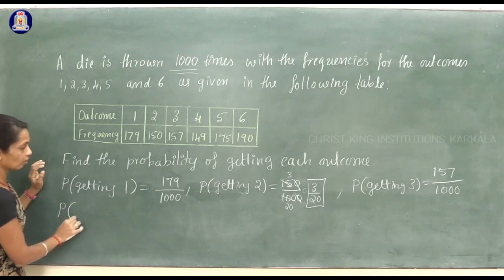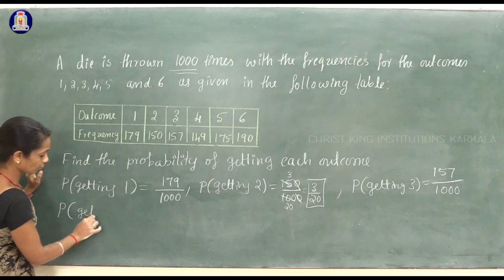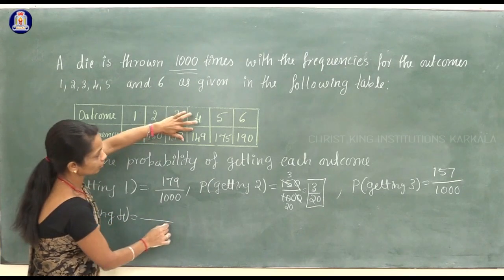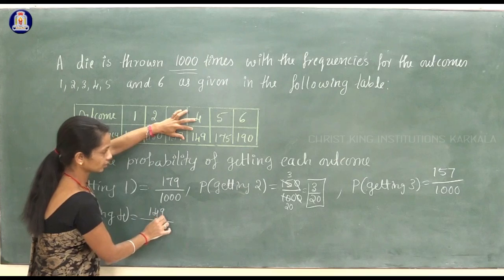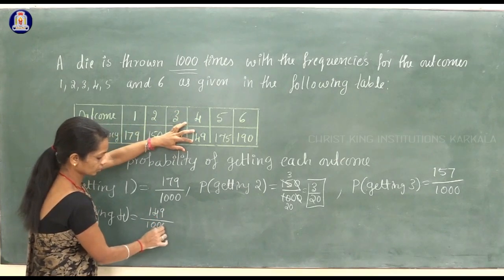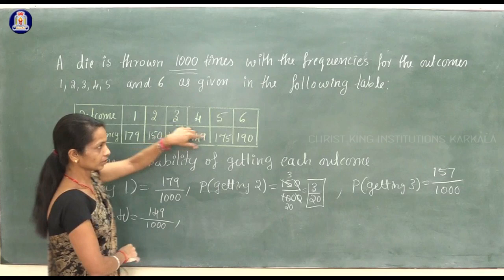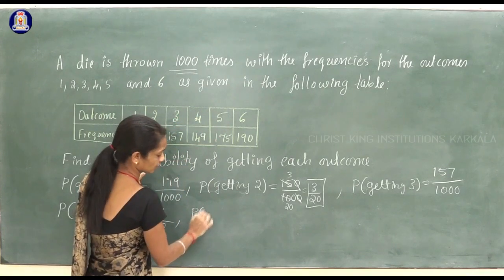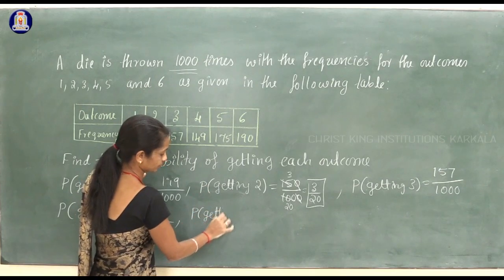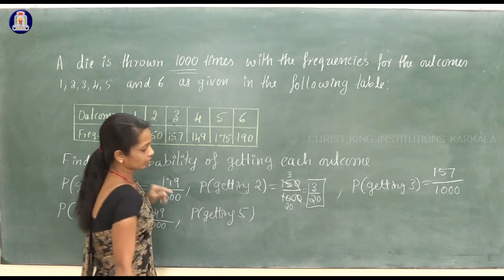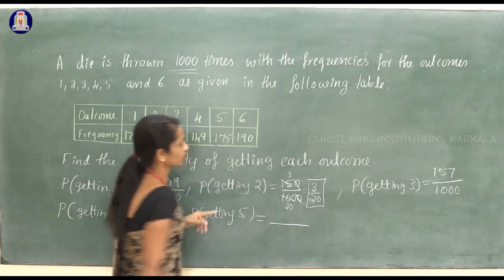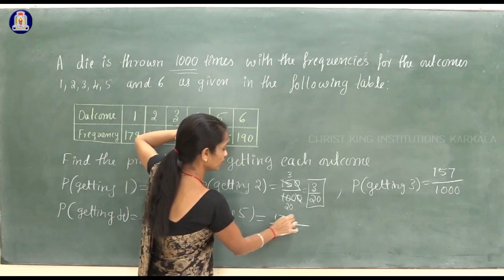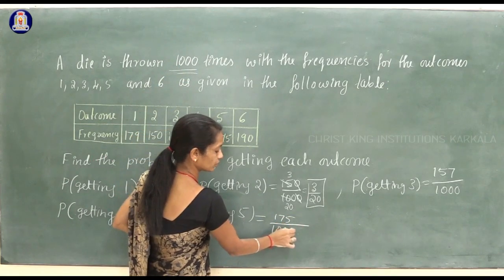Next, the probability of the fourth outcome, that is the probability of getting number 4 on the die, that is equal to how many times you got 4 on the die? 149 times, dividing by the total number of throws, that is 1000. And in the same way you have to find the probability of the last two events also, that is 5 and 6. So now the probability of getting 5 on the die is equal to the number of times you got 5 on the die, that is 175, dividing by the total number of throws, that is 1000.